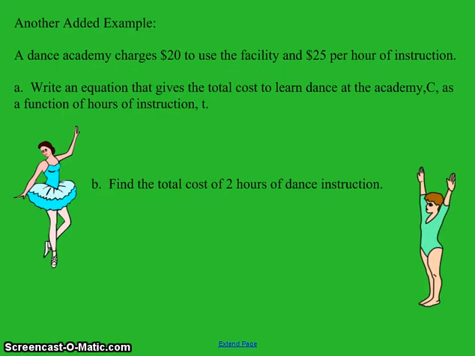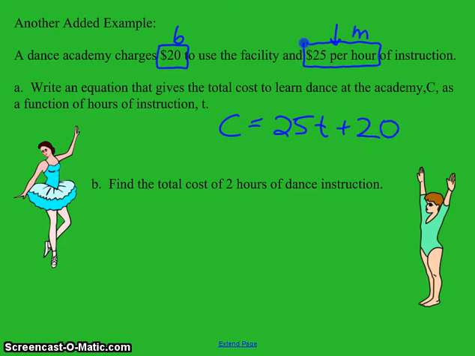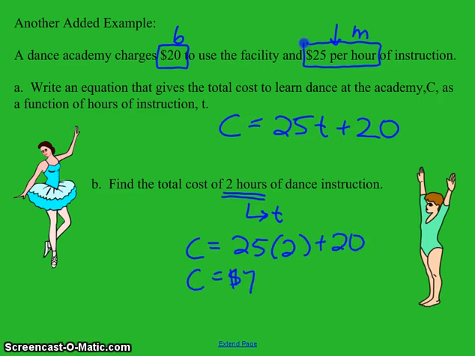So look at this story. A dance academy charges $20 to use the facility and $25 per hour. Here's your slope. The $20 to use the facility is the starting cost. So if cost is y, it equals $25 per hour instruction, which is t, plus 20. Now that I have that equation, I can check how much 2 hours of instruction would cost, because that is a value of t, and I would take 25 times that value of t plus 20, and I would get my cost of $70.